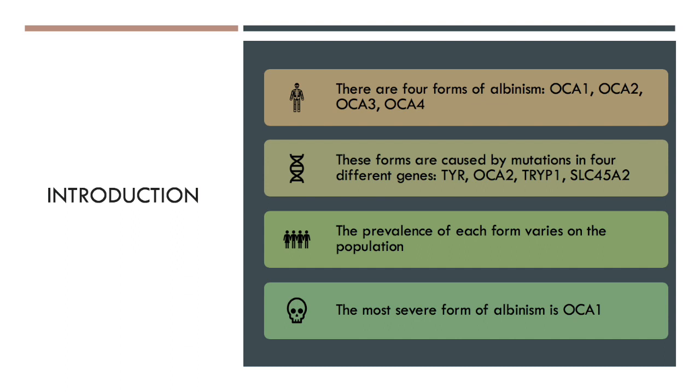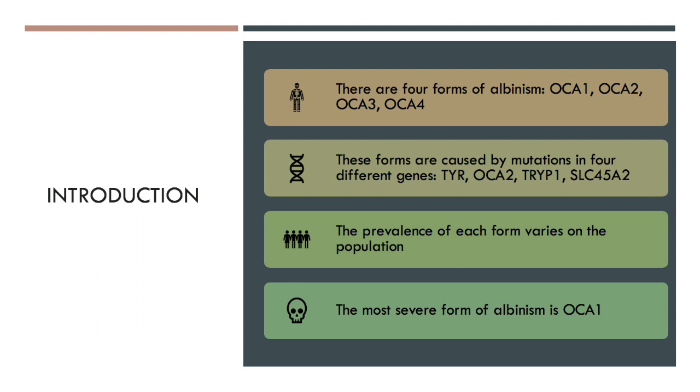There are 4 different forms of albinism: OCA1, OCA2, OCA3, and OCA4. These are caused by the TYR, OCA2, TRYP1, and SLC45A2 genes respectively. The most severe form of albinism is OCA1.